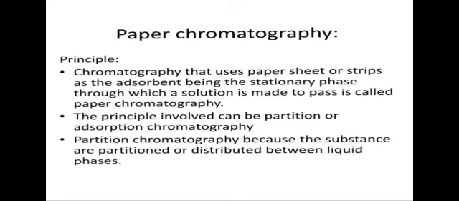This technique is a type of partition chromatography in which the substances are distributed between two liquids. One is the stationary phase, which is held in the fibers of the paper, and the other is the moving liquid or developing solvent, called the mobile phase. The components of the mixture are separated at different rates and appear as spots at different points on the paper. This is the principle of paper chromatography.